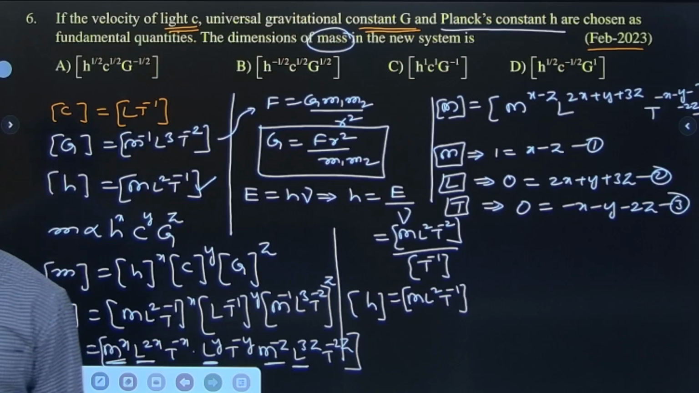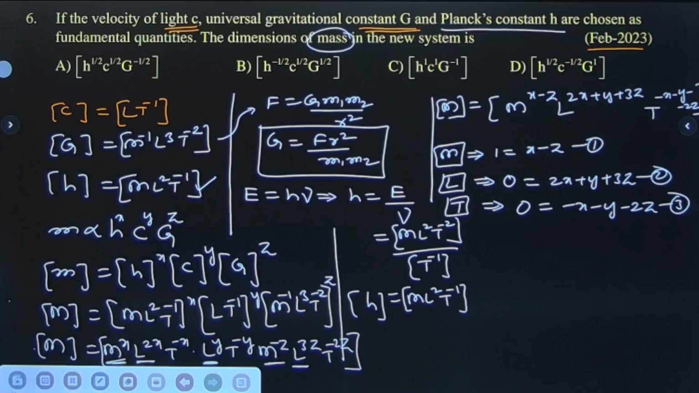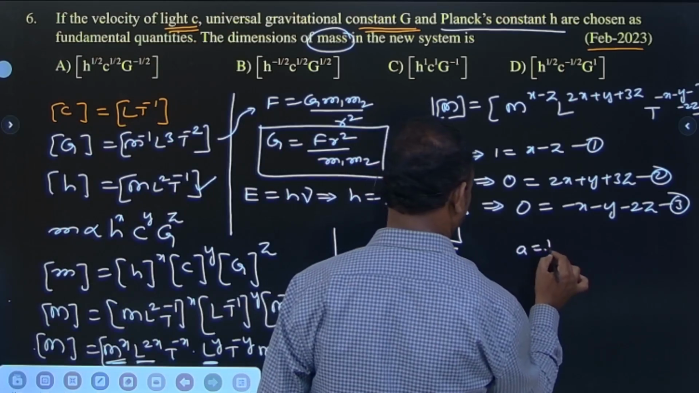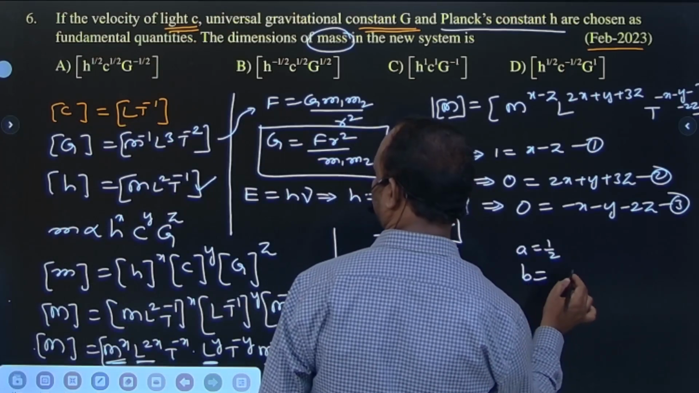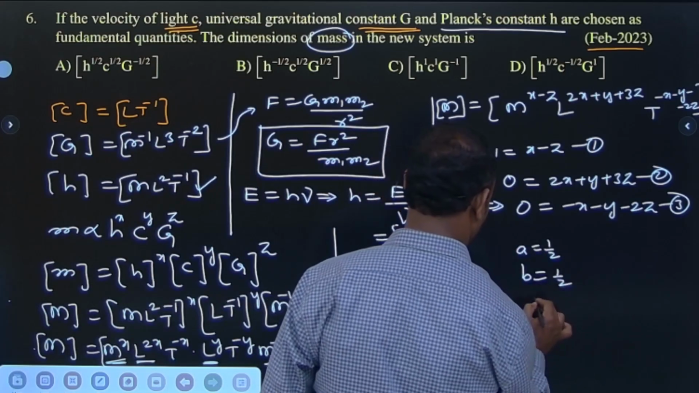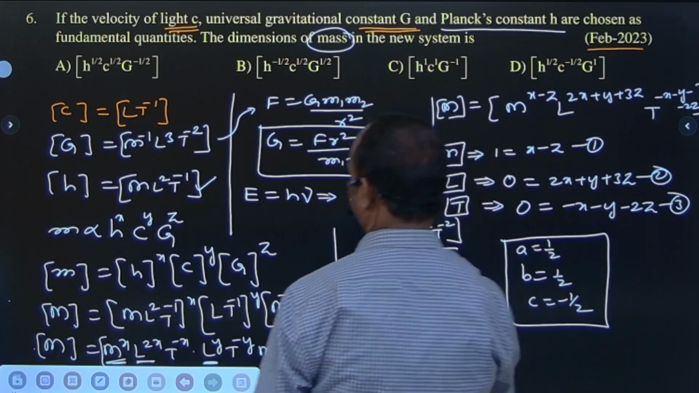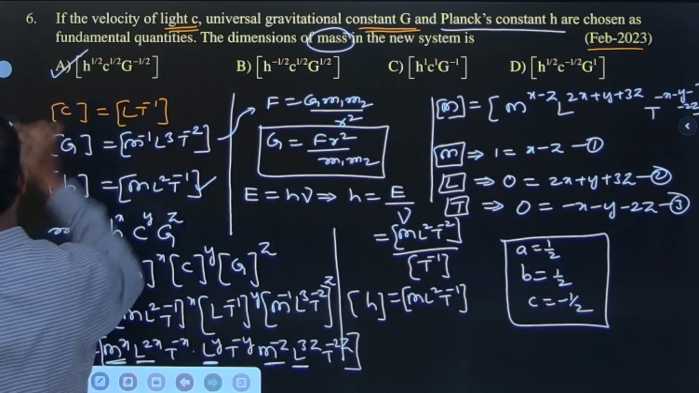So from equations 1, 2 and 3, A is equal to 1 by 2, B is also equal to 1 by 2, and C is equal to minus 1 by 2. Check them. So this will be your answer.